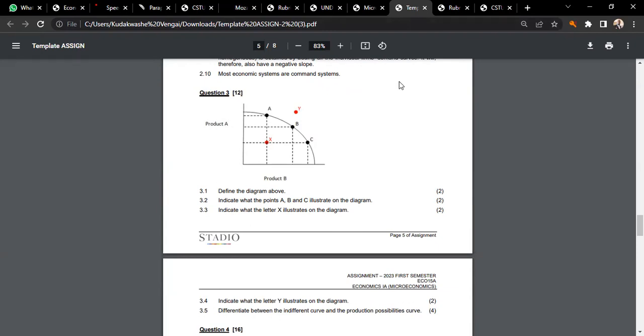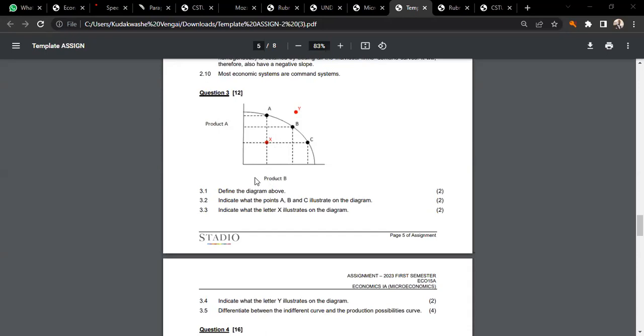All right, so we have a production possibility frontier here on our screen, which is from the current assignment that we're supposed to be ascertaining. It shows on the y-axis, which is your vertical axis, product A, and on your x-axis, which is your horizontal axis, product B. Then we have various points that have been labeled: point A, point B, point C, then point X and point Y. Then the first question, 3.1, is saying, define the diagram.